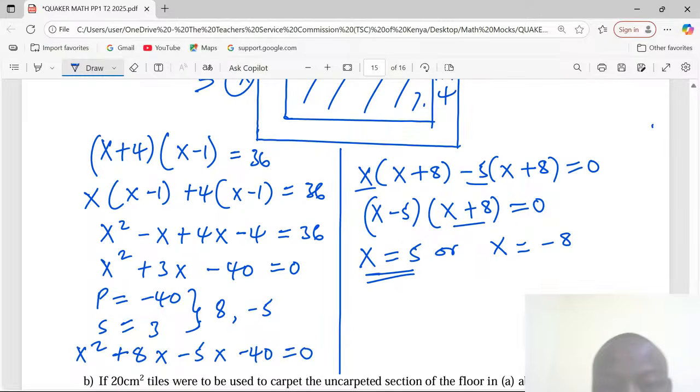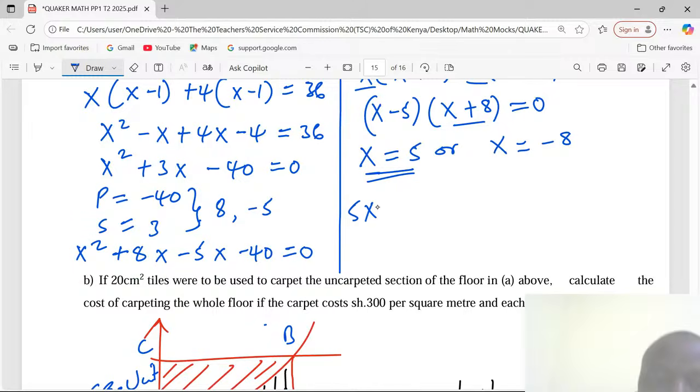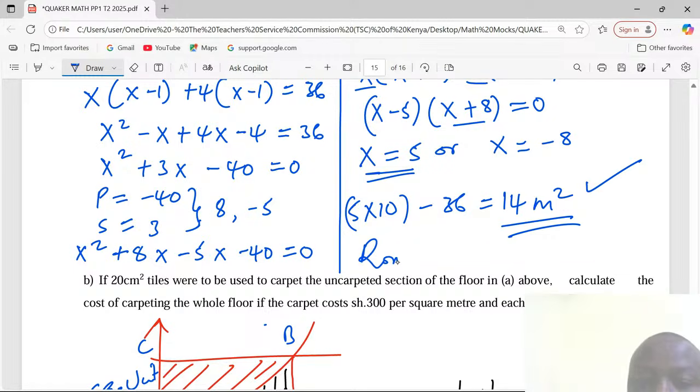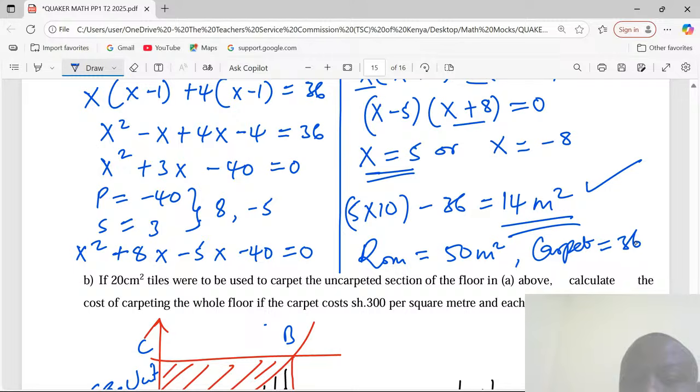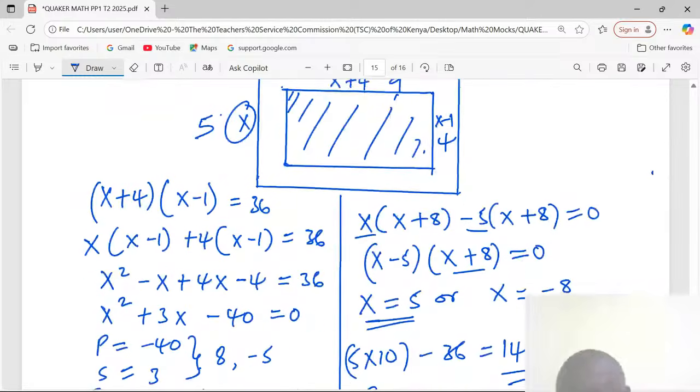So the uncarpeted area shall be 5 by 10, the room itself, minus 36. So 50 minus 36, ladies and gentlemen, this gives us 14 square meters. Square meters are uncarpeted, because the room is 50 square meters and the carpet is 36 square meters. That is what we're supposed to understand. A very interesting question.